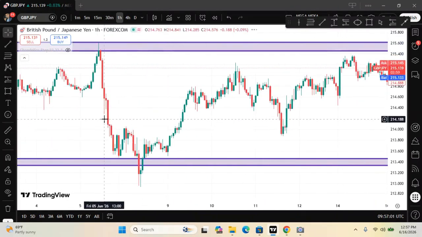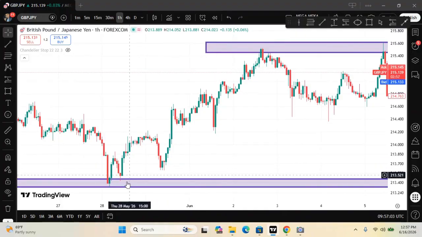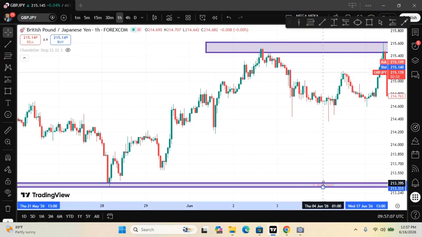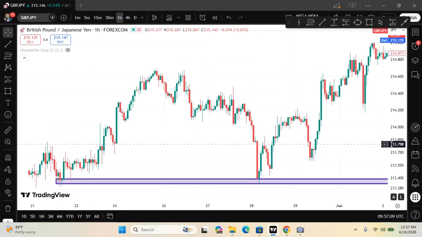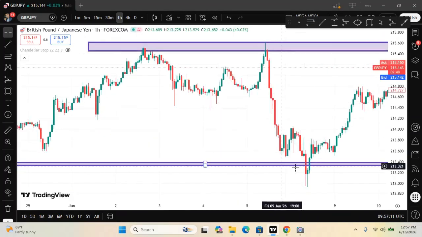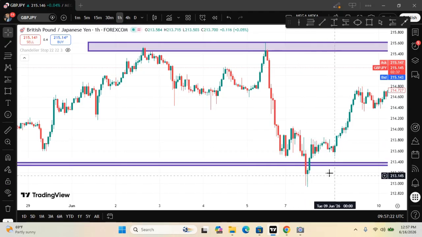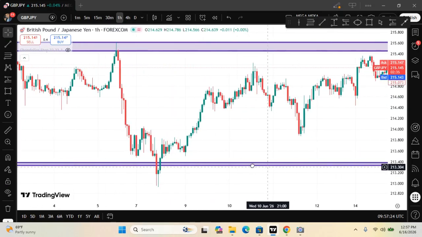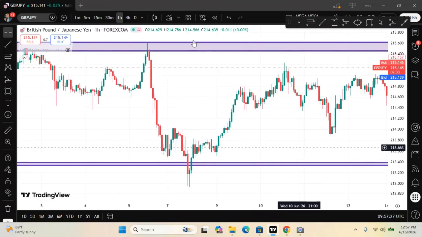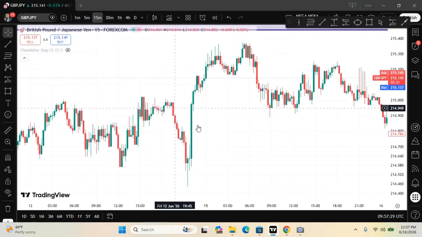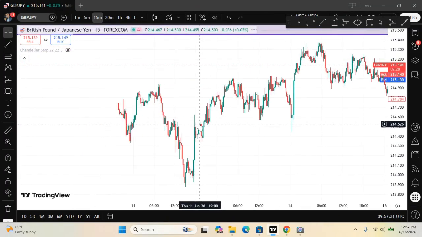Down here, bottom of the wick, bottom of the body. Okay? Now this right here looks like a break and retest because it broke through and it came back up. It broke through and it came back up. This is what we call a break and retest. If I do the 1 hour chart, what I do is I go to the 15 minute because this is where we place our trade.